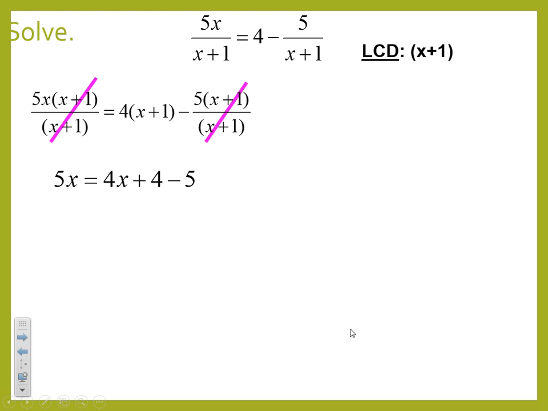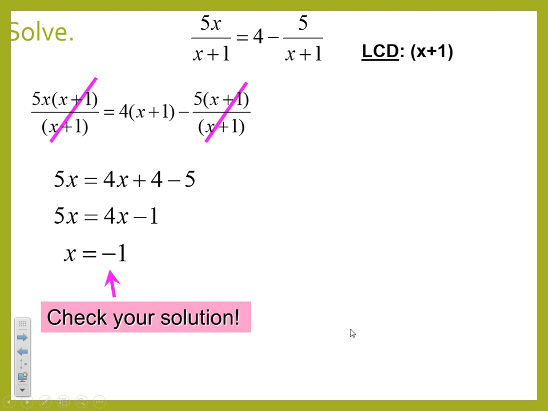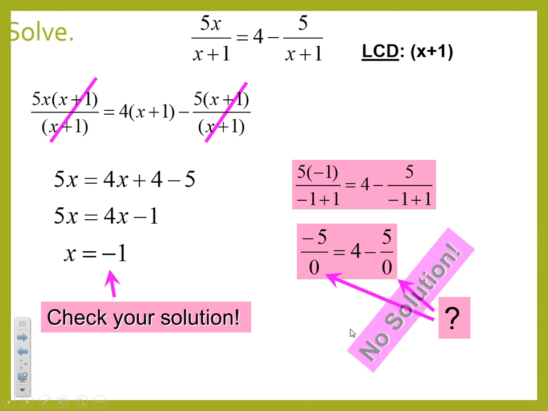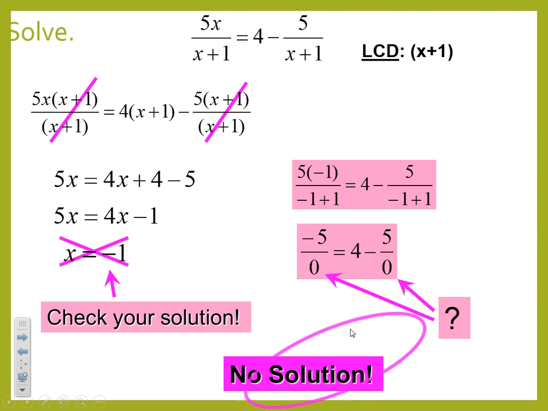And now we have no more denominators, so we can solve this equation as we've been taught to solve it in previous math courses. And x is equal to negative 1. And of course, we want to check our solution. And when we do a check, we see that when we replace the x's with negative 1, we get a 0 in the denominator. And so we have an extraneous solution, so therefore we have no solution for this equation.